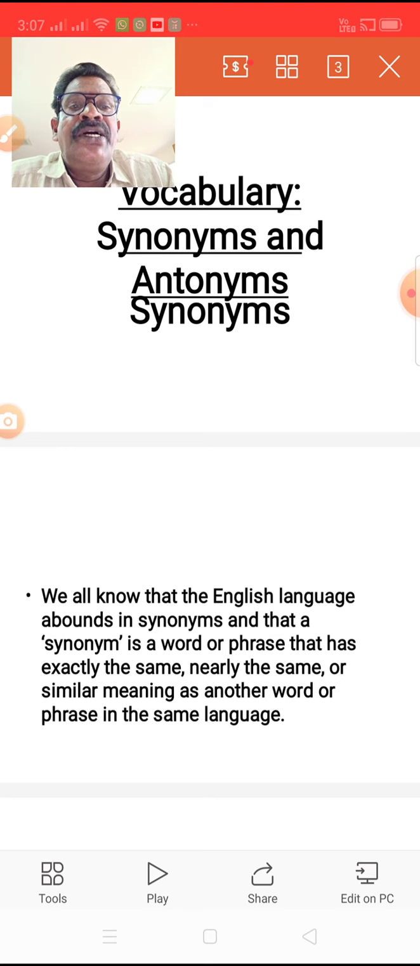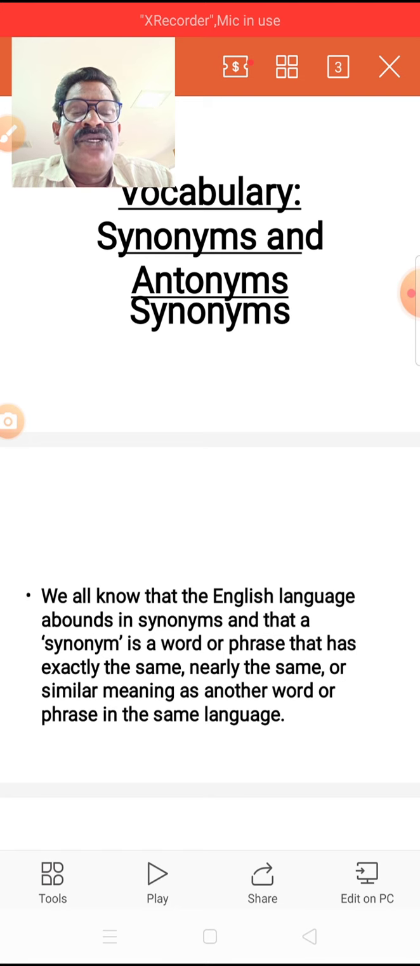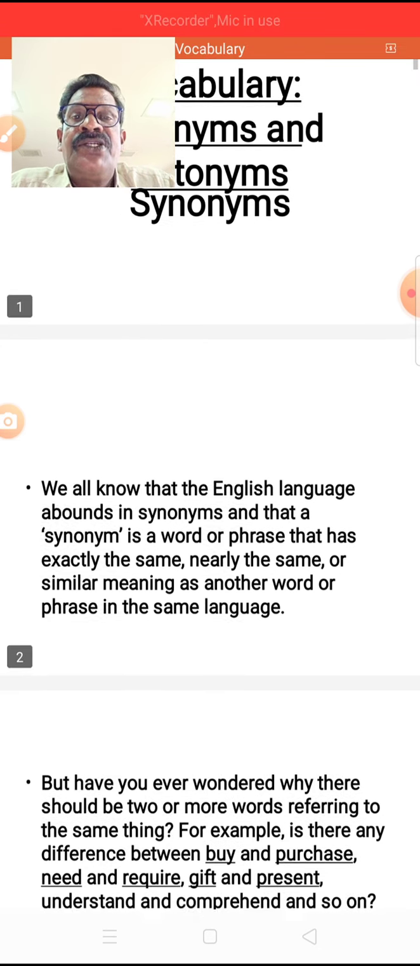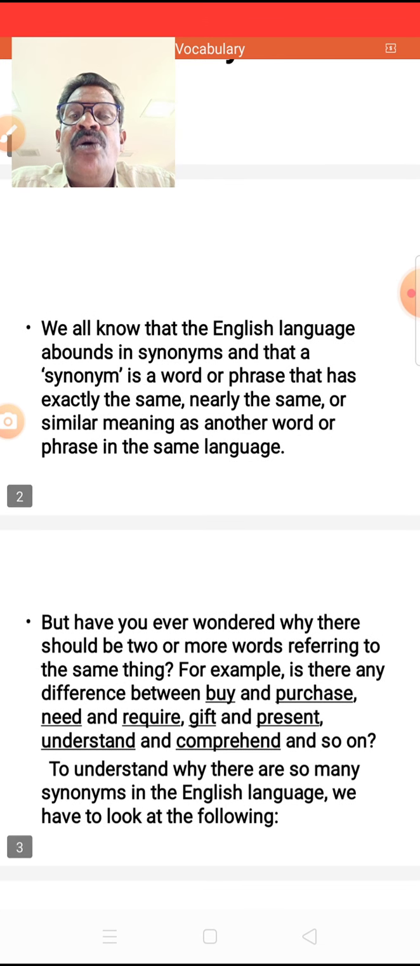So, to increase our vocabulary, we should know the synonyms and antonyms, so that we can choose the words according to the context, whether it is a synonym or an antonym. Now, before going to this chapter, first of all, we have to know something about our English language. Now, let us come to the background of English.